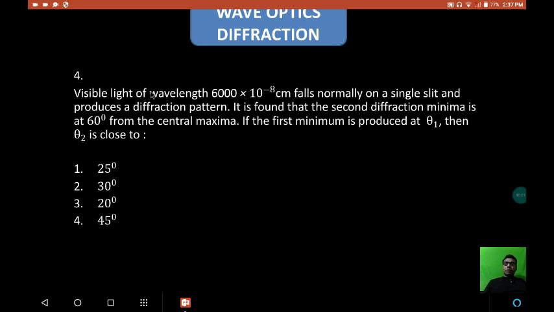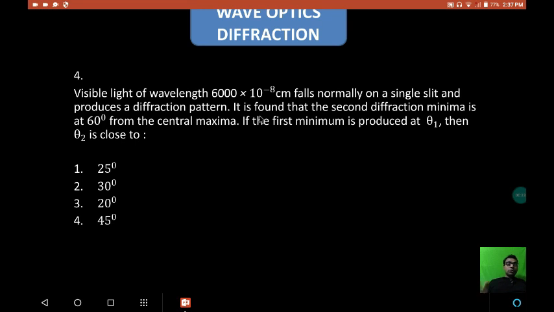Let us come to the next problem, and the problem is from diffraction, that is wave optics. Visible light of wavelength 6000 into 10 power minus 8 cm falls normally on a single slit and produces a diffraction pattern. It is found that the second diffraction minimum is at 60 degrees from the central maximum. If the first minimum is produced at theta 1, then theta 1 is close to what? Let us see the situation they have given.